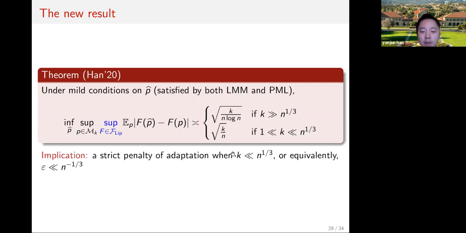However, when k is smaller than n to the 1/3, or equivalently when epsilon is smaller than n to the -1/3, the adaptive minimax risk will be strictly larger than the non-adaptive one. Meaning that here we need to pay a strict price of adaptation in this scenario for general adaptive procedures.